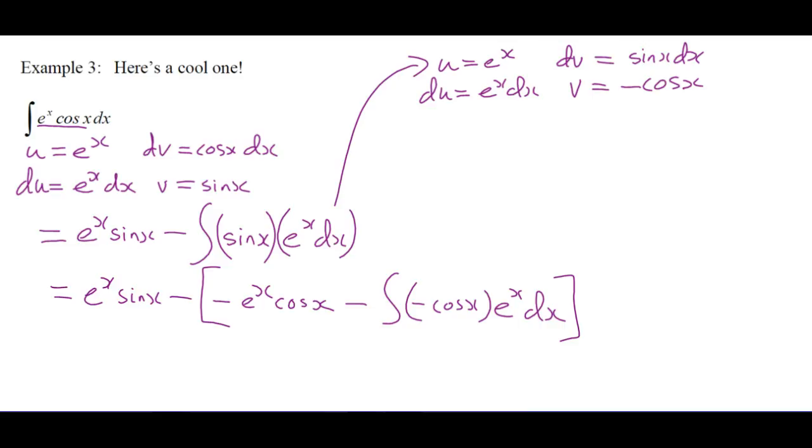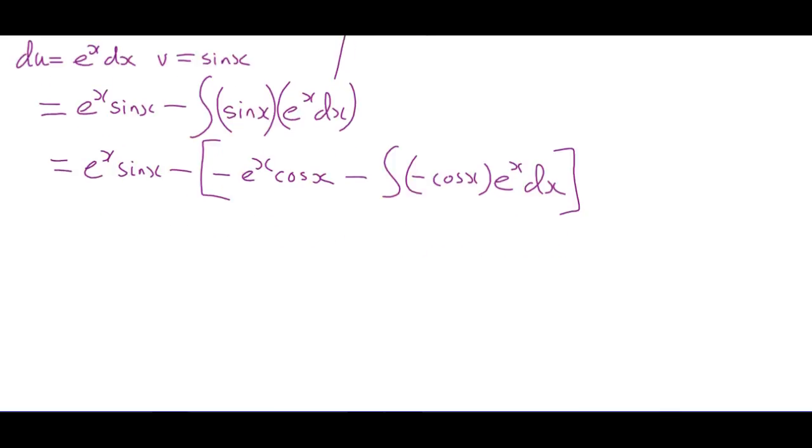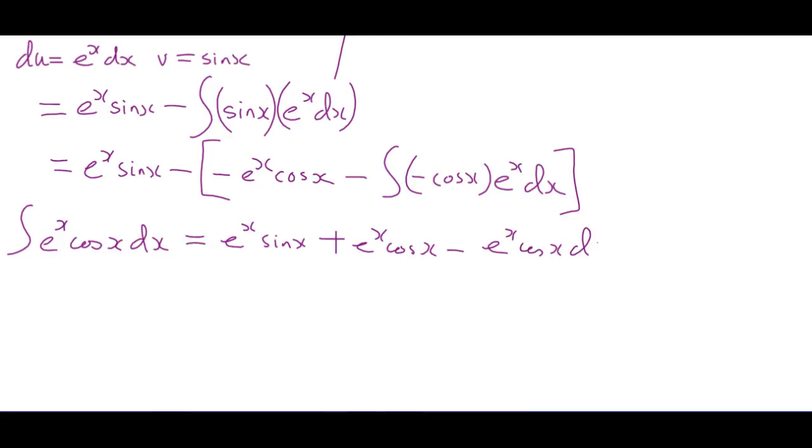So here's what we're going to do. I'm now going to actually write in the left-hand side. So the left-hand side was the integral of e to the x cos x dx. And that's equal to this. So e to the x sine x plus, okay, minus a minus, plus e to the x cos x, so minus a minus a minus, so minus the integral of e to the x cos x dx.